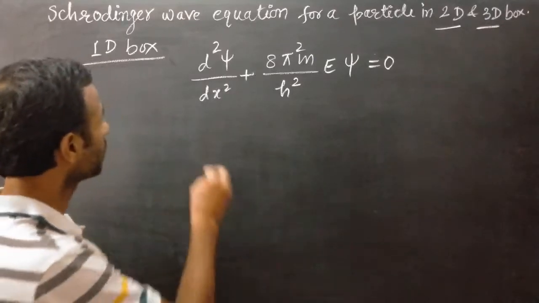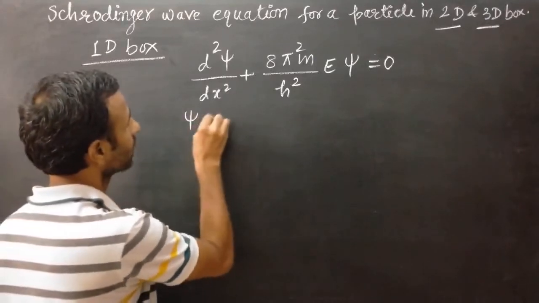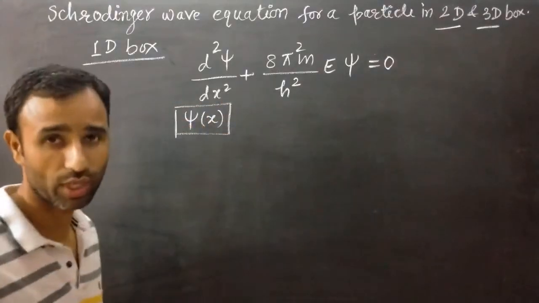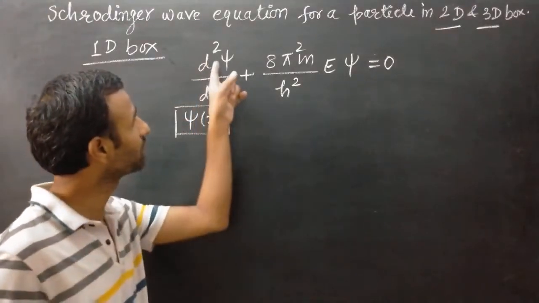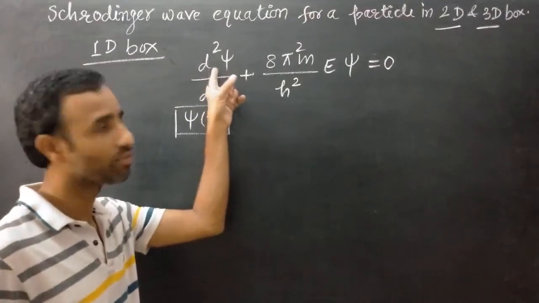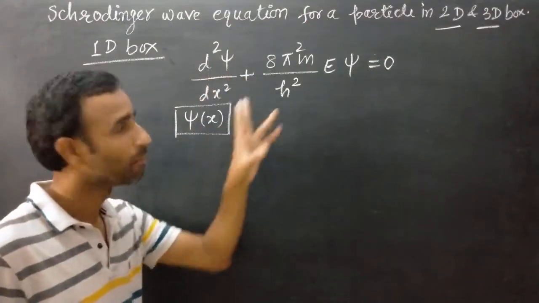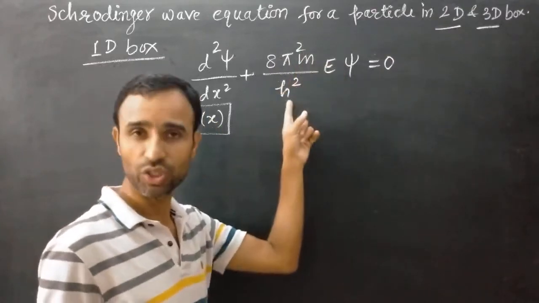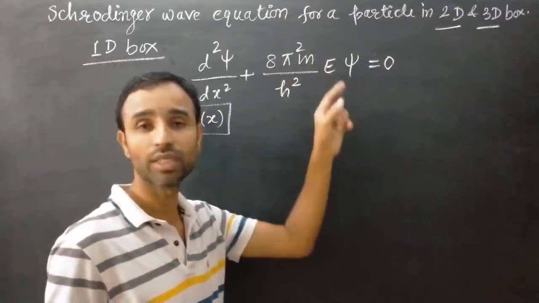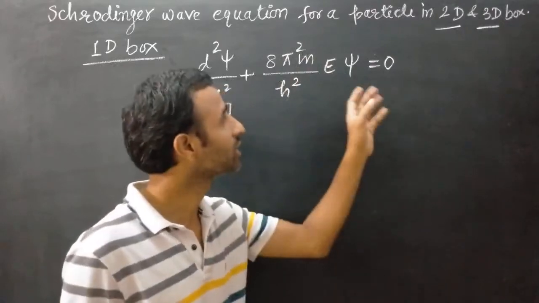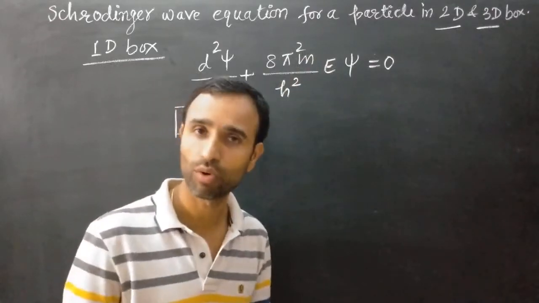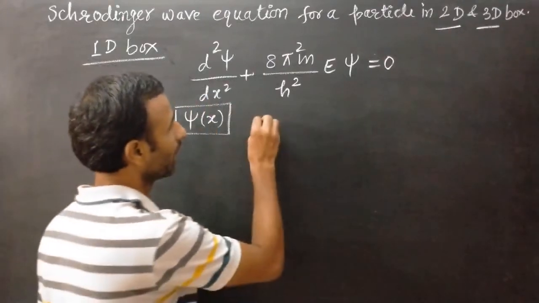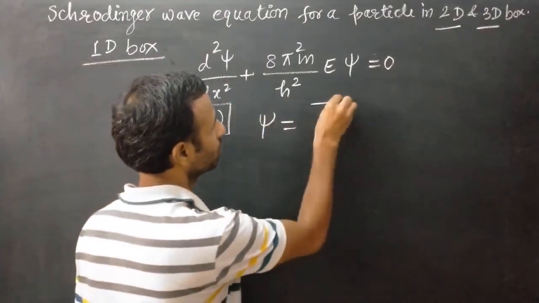So this psi depends upon only x. That's why we write complete differential: complete second differential of psi with respect to x plus 8 pi square m over h square E psi, where m is the mass of the particle, h is Planck's constant, E is total energy, and psi is the wave function, right?